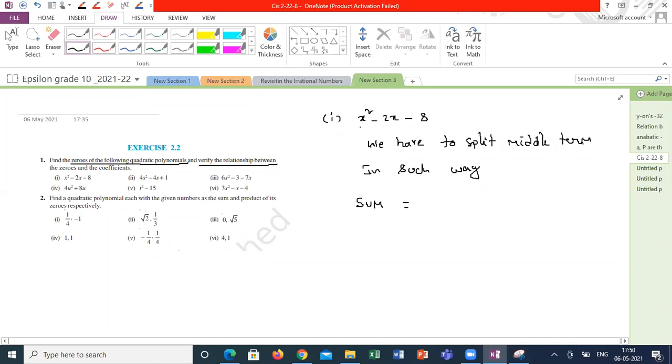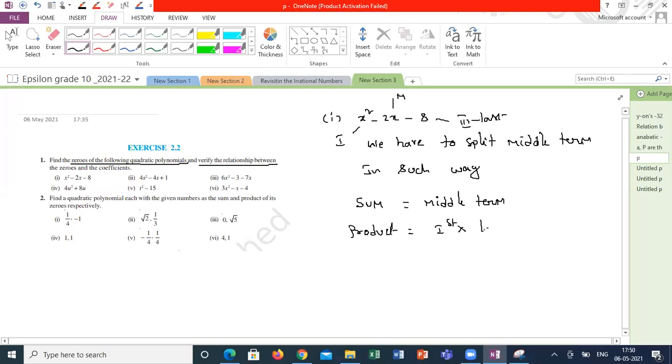There are three terms here. This is first one, this is third one, this is second one, that is called middle, or this can be written as last. The sum should be equal to middle term. Product should be equal to first and last. Here my sum is minus 2x, product is minus 8x square. Guys, is it clear? This is a method we followed. Am I right? Yes, sir.